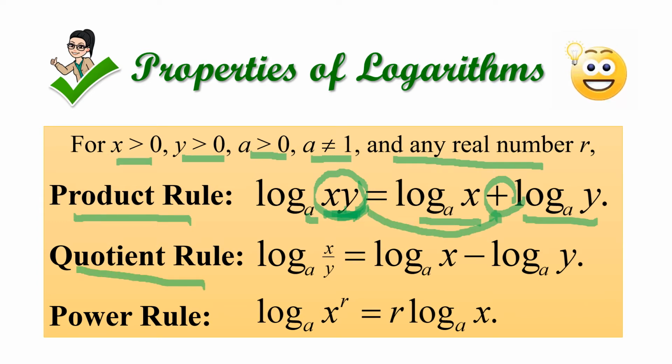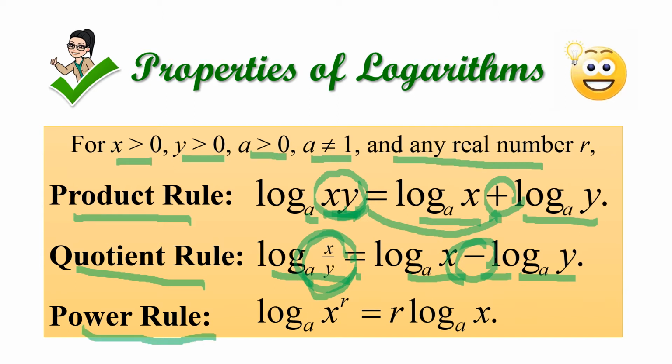Next, quotient rule: logarithm of x over y to base a is equal to logarithm of x to base a minus logarithm of y to base a. This time, this one is division and this is subtraction. So the counterpart of division is subtraction. Don't forget that. That's a very important reminder to you.